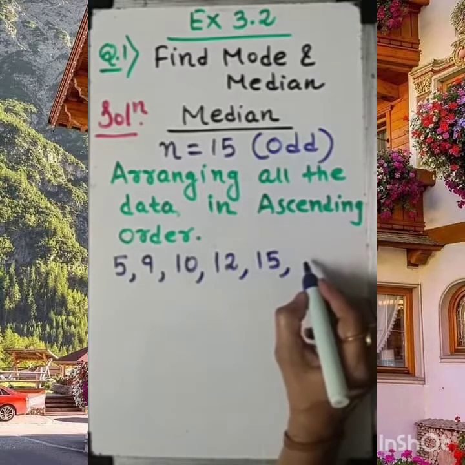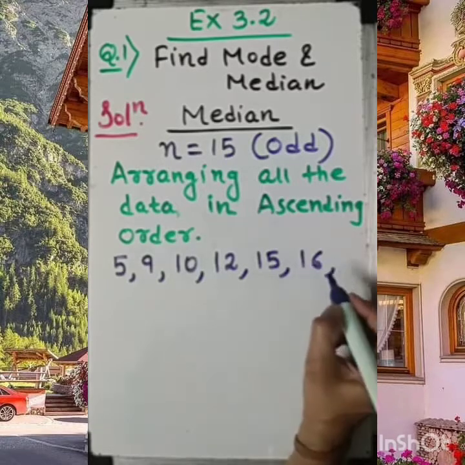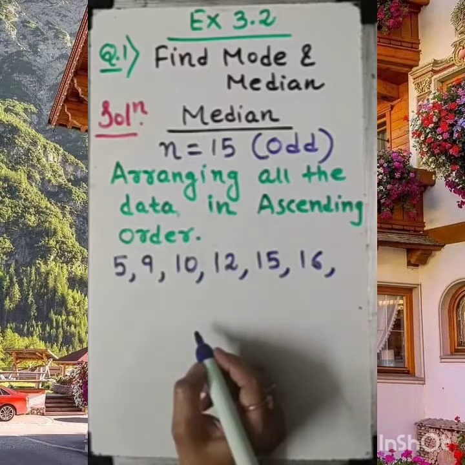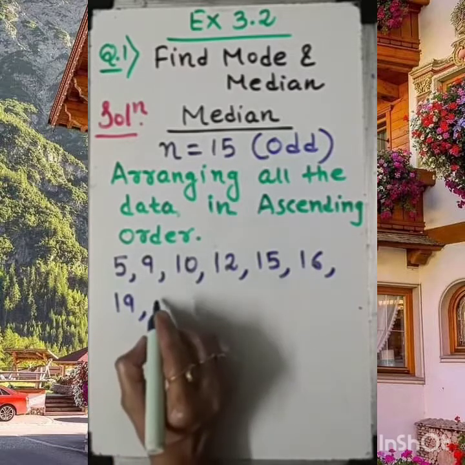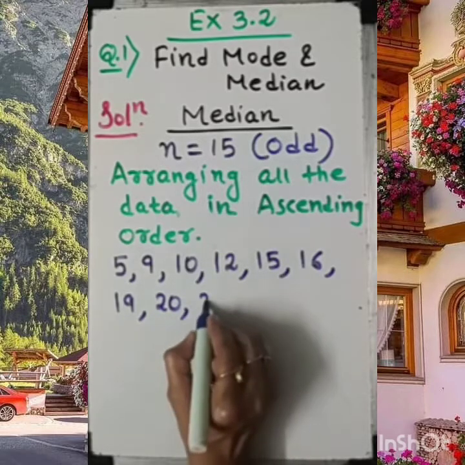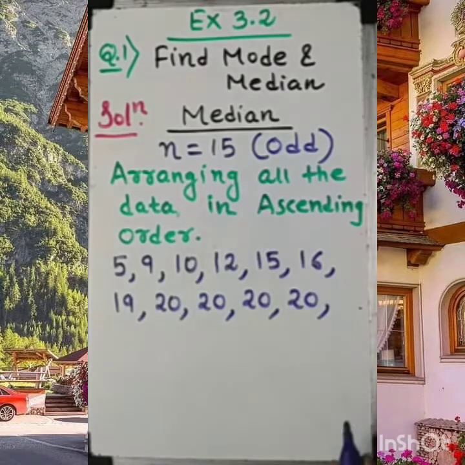Then of course 16 is there, one time. Then what about 17? It's not there. 18, not there. 19, yes, it is given. So next is 19. Then 20 we are given 4 times. So dear student, we need to mention all the 4 times, all 4 20s.